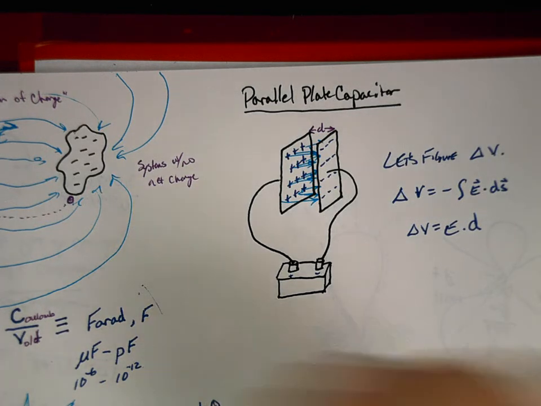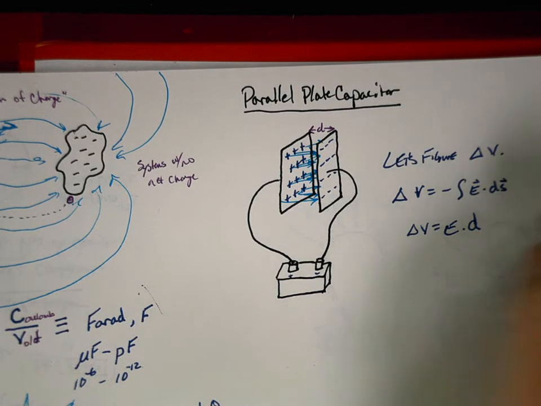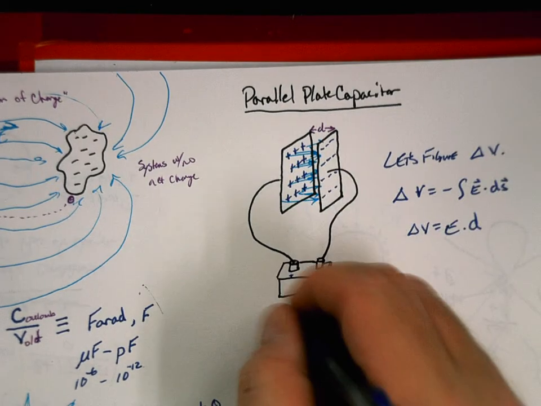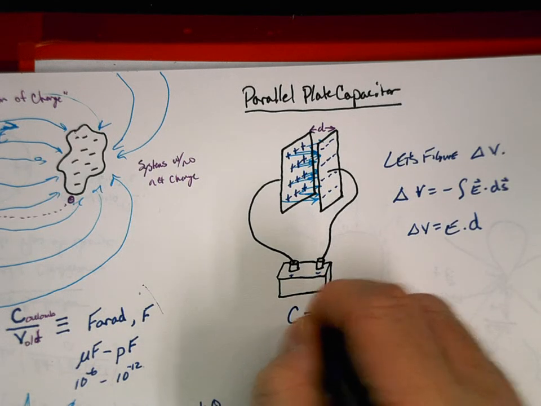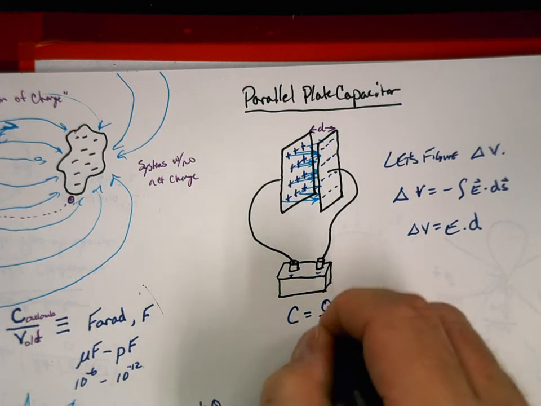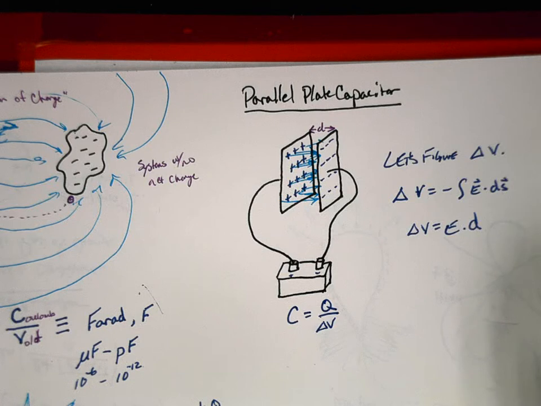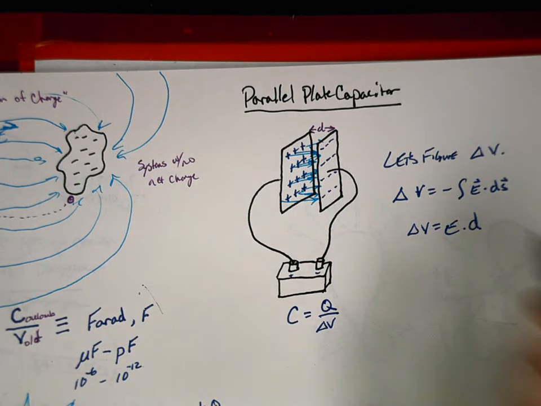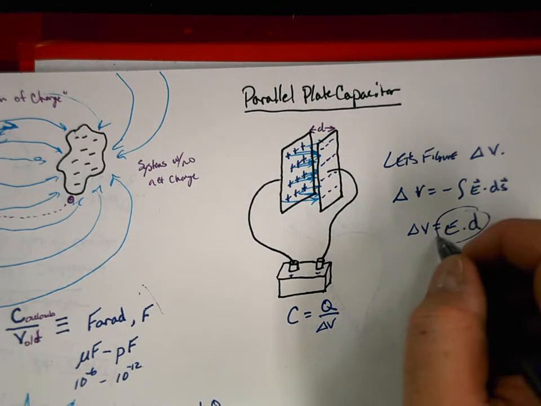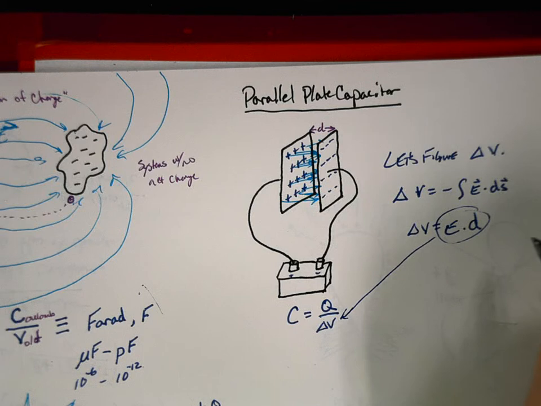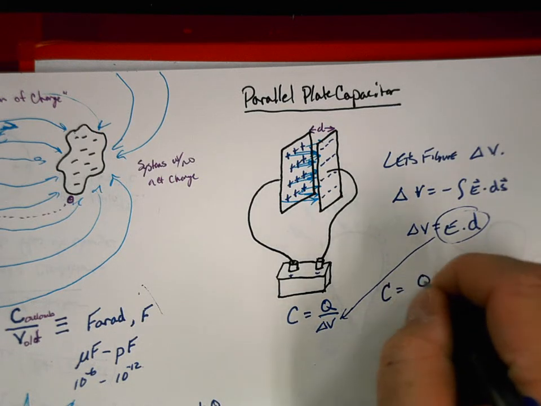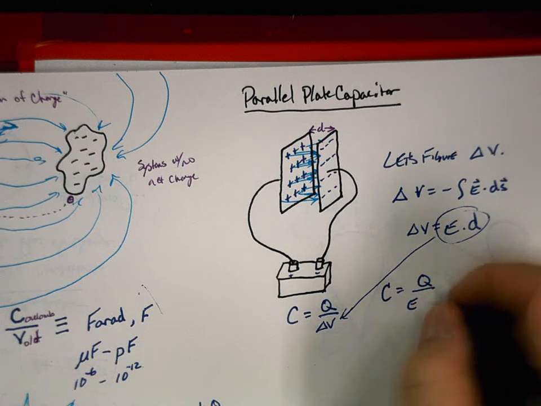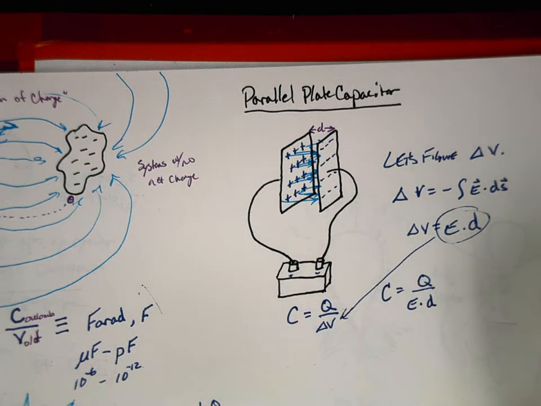Okay, well now we know our capacitance. Where do I want to write that? I want to write it down here. Our capacitance equals Q over delta V, right? So we have a substitution to make. We're going to take our E times D and plug that in here. And so capacitance equals Q over our field times the distance of separation.